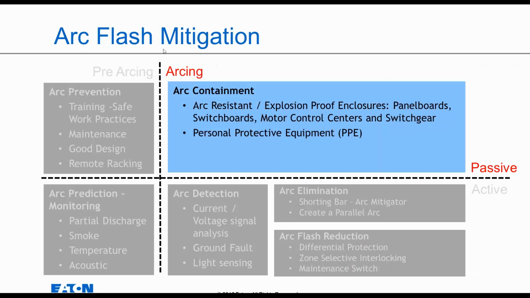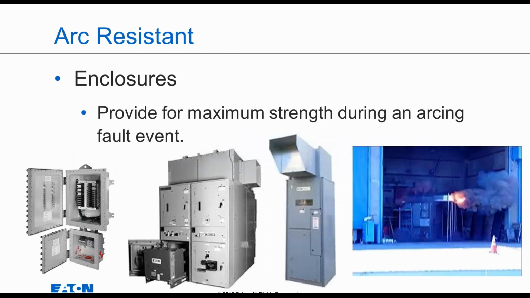That takes us to arcing. So here, where the arc has occurred, what can you do? Some of the passive actions could be arc containment with arc-resistant equipment and PPE. So here are arc-resistant enclosures. Notice this explosion-proof device, the number of bolts that hold and contain the explosion, or if there happens to be an arc flash or an explosion inside that device, it can be contained within the enclosure.